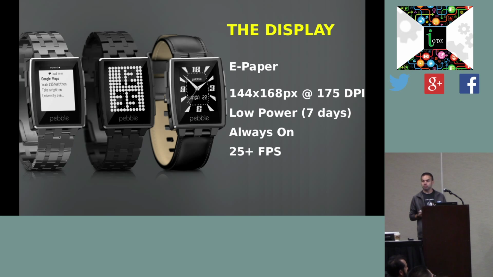The main thing that really differentiates Pebble is our display. We use an EPaper display. It's very similar to e-ink. The big difference between e-ink and EPaper is that EPaper has a very high refresh rate. We can refresh about 25 to 30 frames a second without clearing the entire screen each time, like you have to do with a Kindle. We have a 144 by 168 resolution, which means we have 175 dots per inch, which is actually pretty high compared to a monitor or TV.